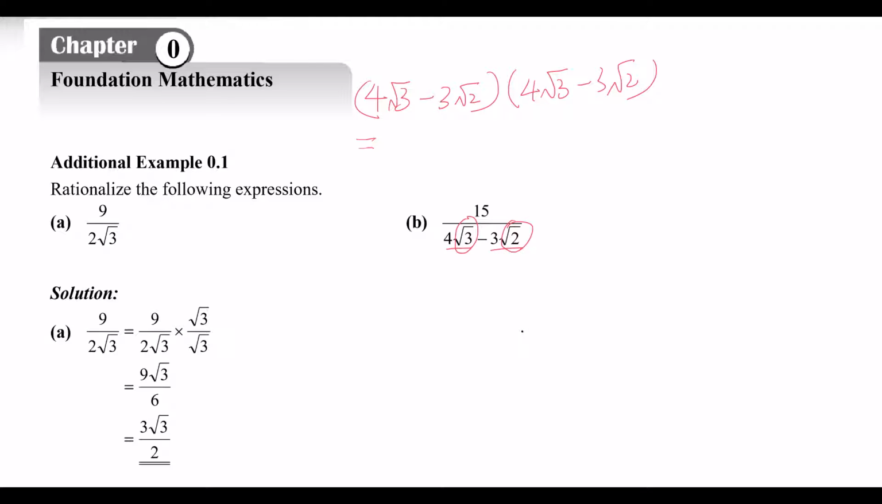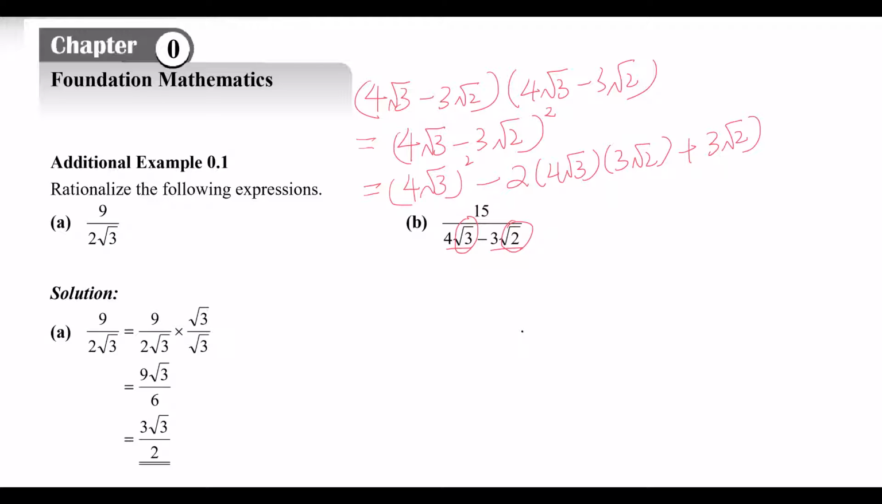Now, if I multiply with the same number, then it can be written in this way, okay? It is the square of a binomial, or you can call it just like the identities, a perfect square. Then if we expand this one, we have 4 square root 3 whole square, minus 2 times 4 square root 3 times 3 square root 2, and then plus 3 times root 2 and the whole square.